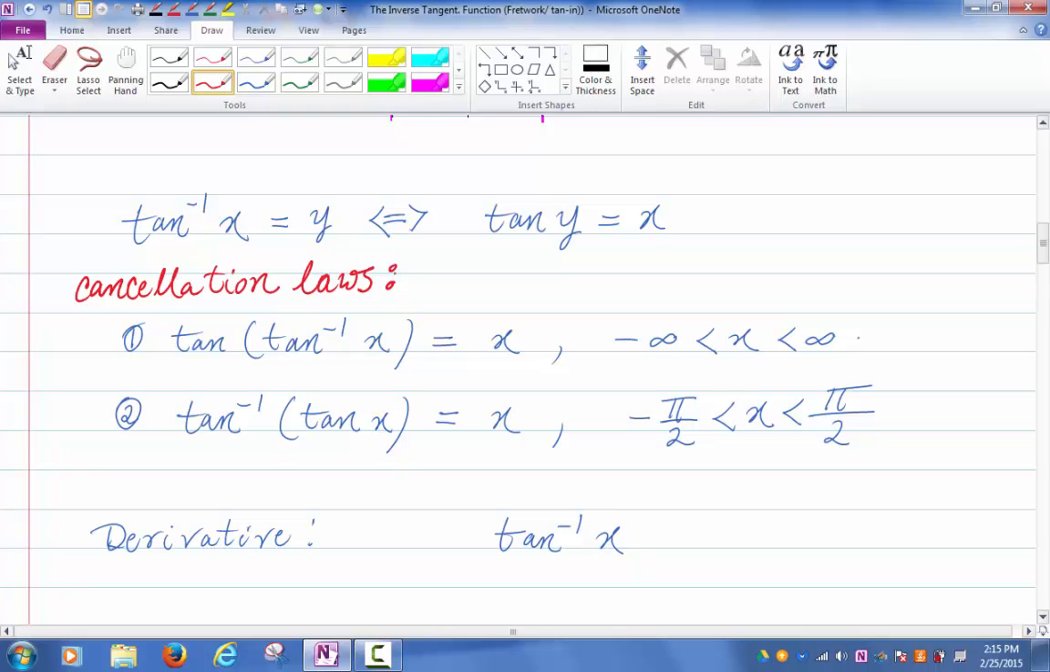In the first case, x is in the domain of tangent inverse, so x could be any real number. In the second case, x could be any number between negative pi over 2 and positive pi over 2. So in the second case, x is an angle between negative pi over 2 and positive pi over 2. In the first case, x is any number between negative infinity and positive infinity. Any questions on the cancellation laws? Any questions at all?